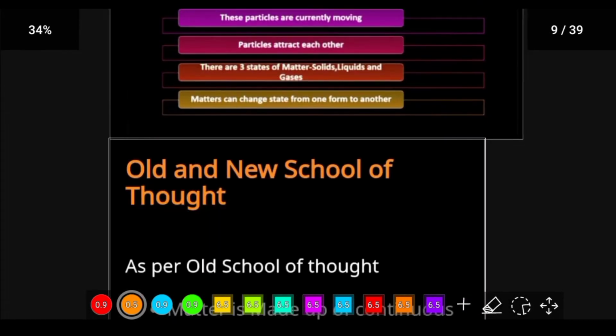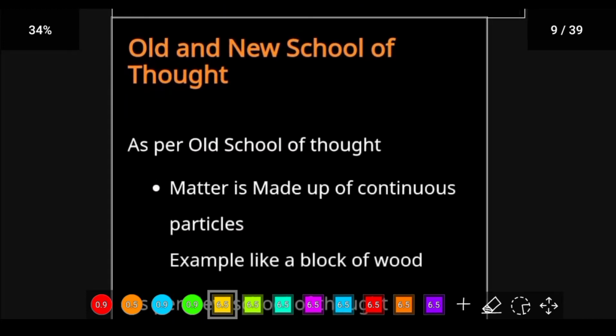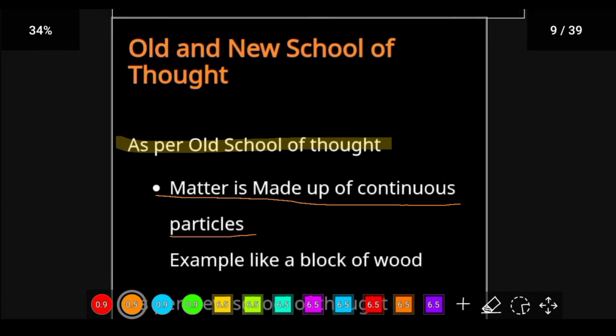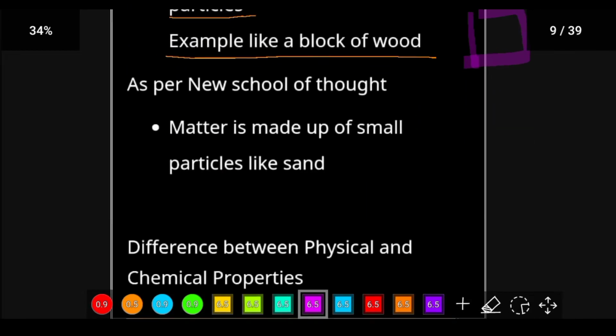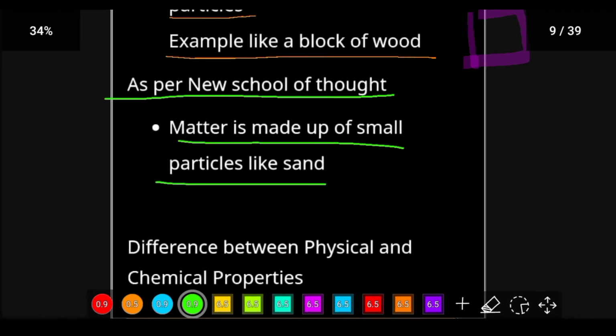Old and new school of thought. As per old school of thought, matter is made up of continuous particles, example like a block of wood. As per new school of thought, matter is made up of small particles like sand.